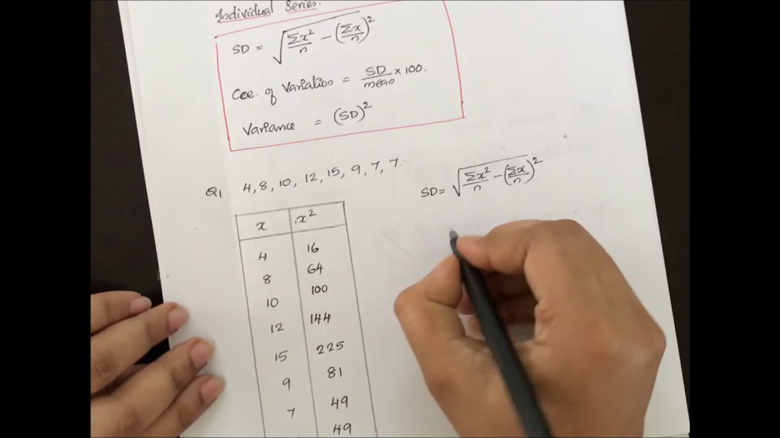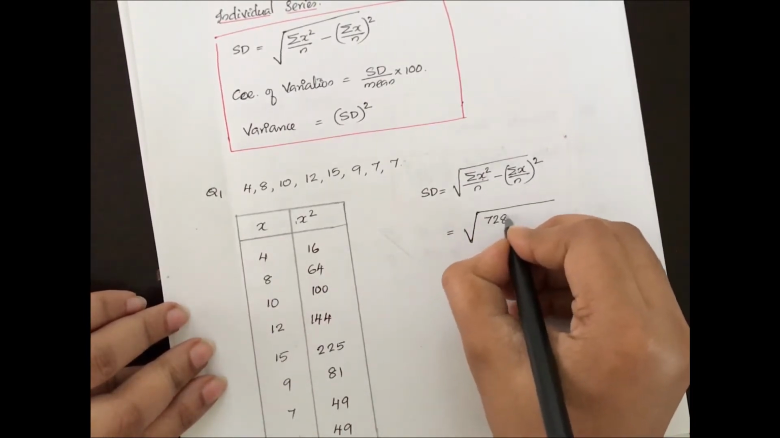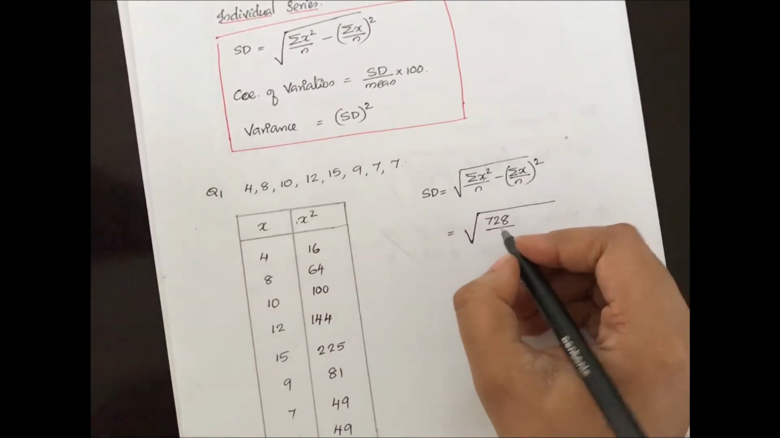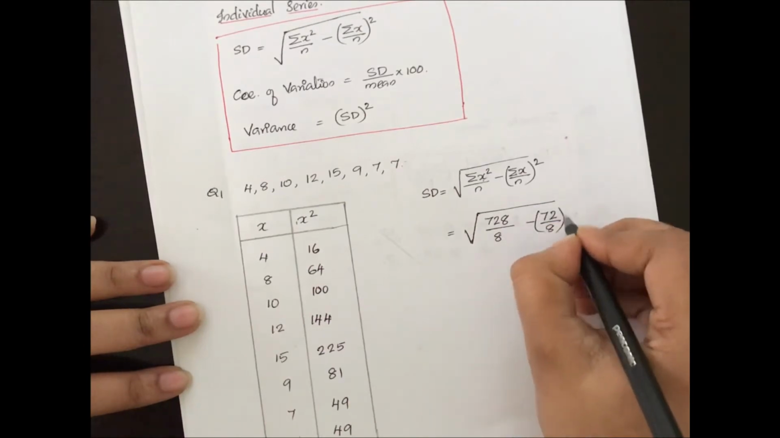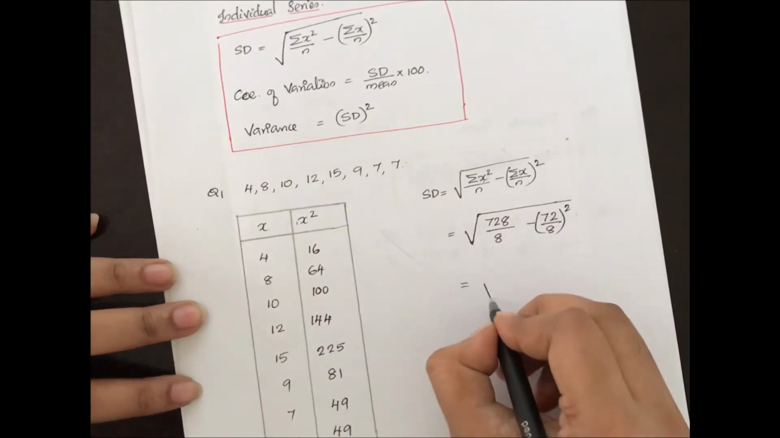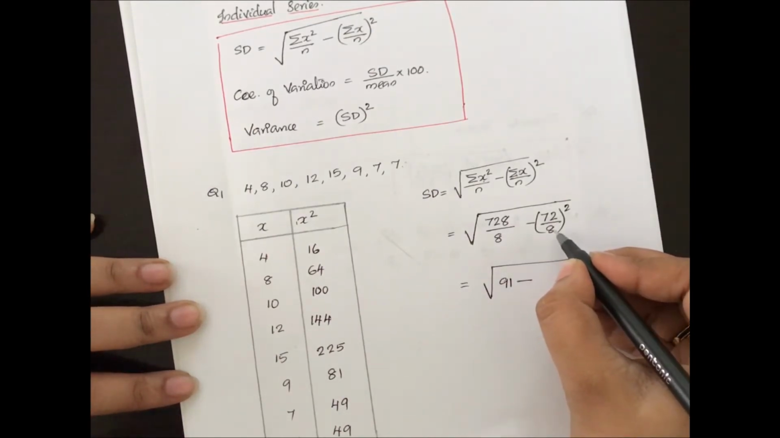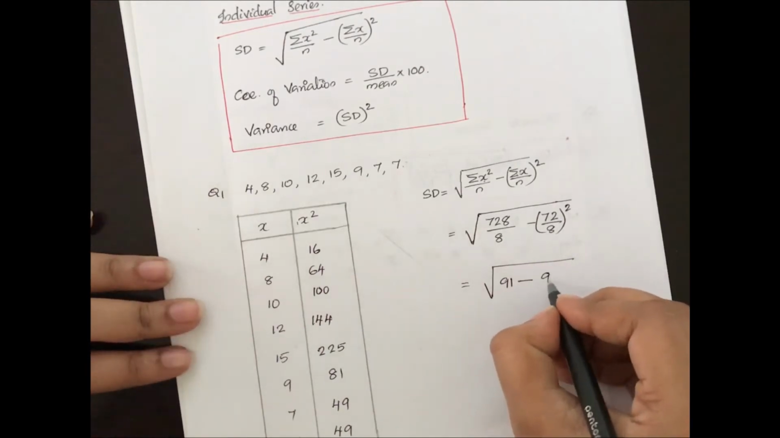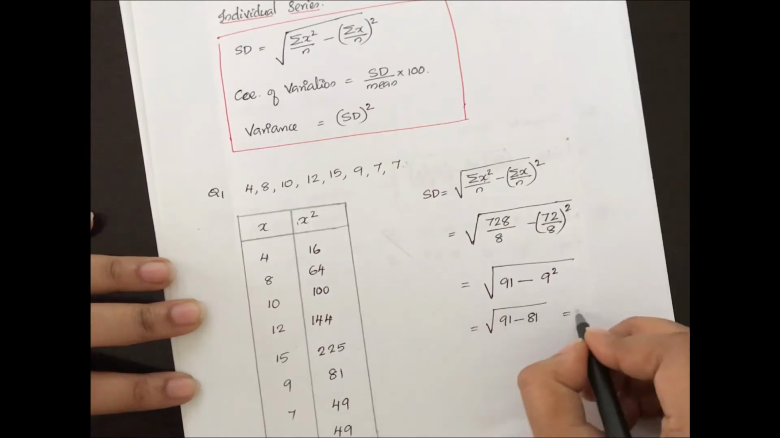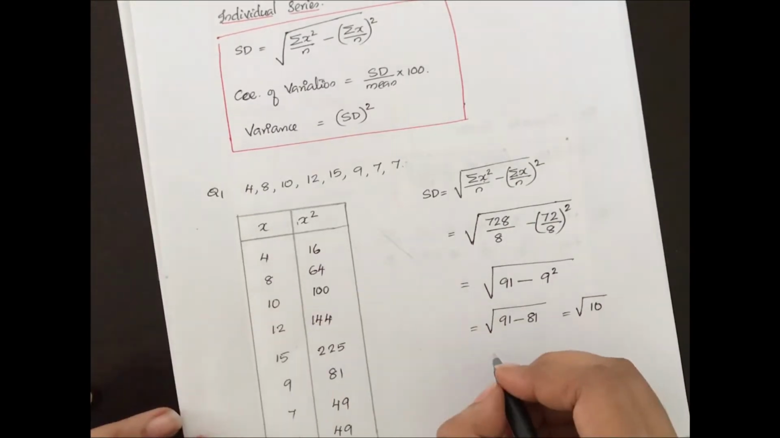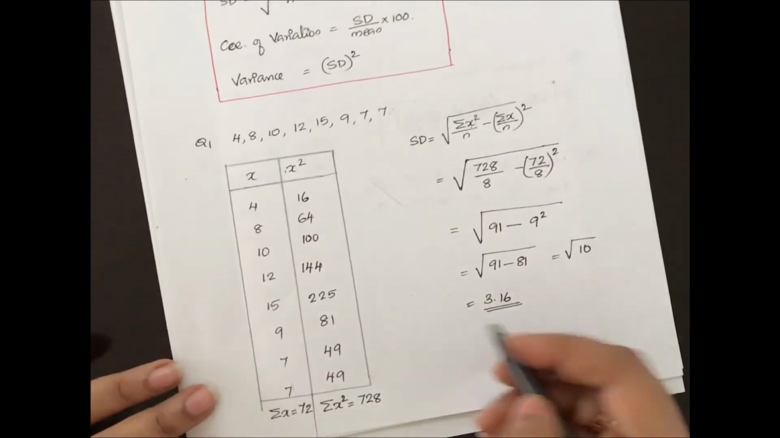Substitute these values in this equation. Standard deviation is equal to the root of (summation x square is 728 divided by n is 8) minus (72 by 8) the whole square. 728 divided by 8 is 91. 72 by 8 is 9. So 91 minus 9 square, that is the root of 91 minus 81, that is root 10, which is 3.16. So standard deviation is 3.16.